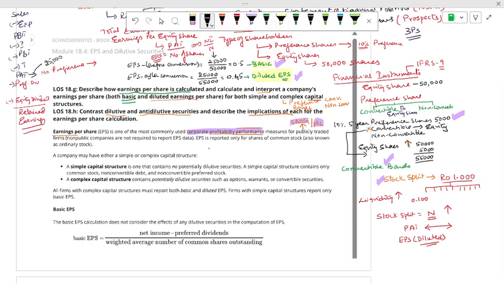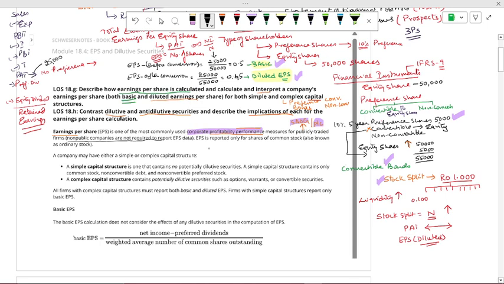Fine. For non-public companies, which ones are they? No need to report EPS. Not listed on the stock exchange. Okay, not listed. Go in the simplest way. Not listed on the stock exchange. Non-profit companies. Okay, non-profit companies, closed companies.